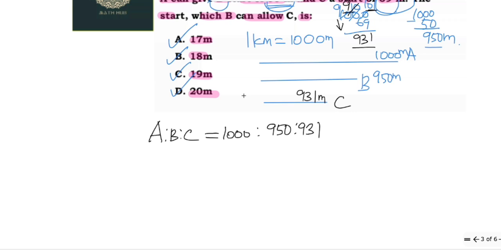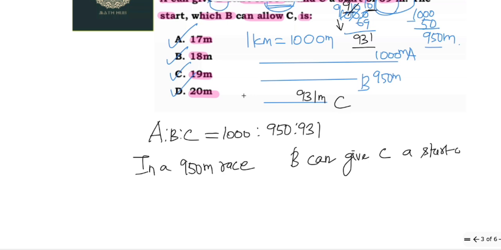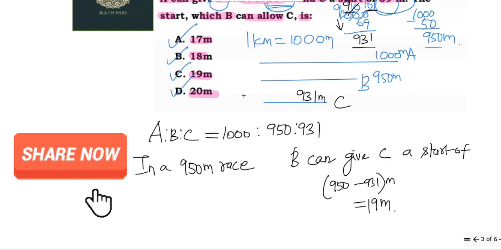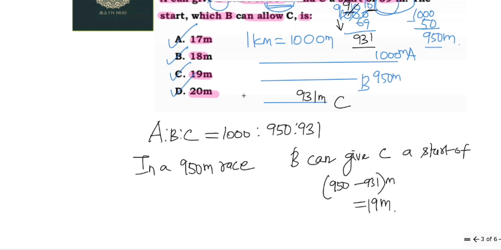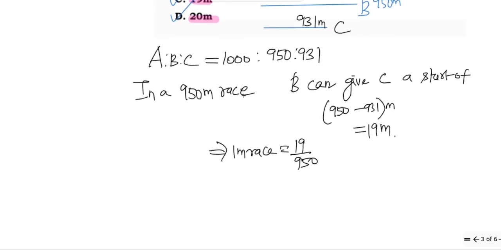So now, in a 950 meter race, B can give C a start of... We are going to subtract them. That gives us 19 meters. So what we are going to do means, this is for a 950 meter race. For a 1 meter race, we need to divide it by 950. In order to convert that to a 1000 meter race, we are going to multiply with 1000 on both the sides.